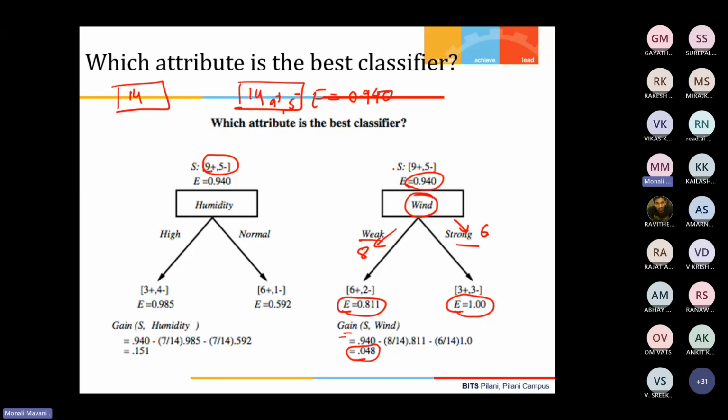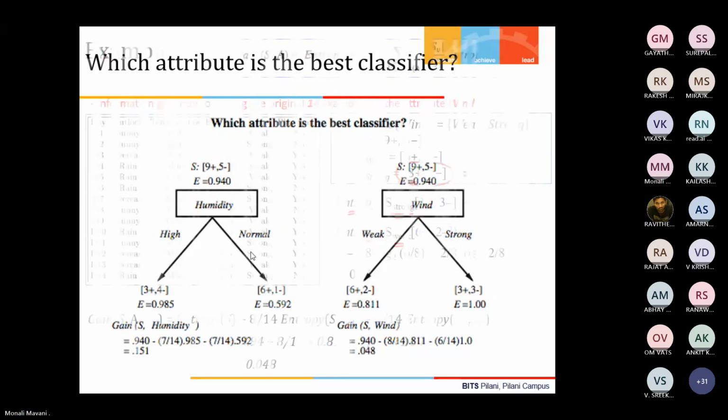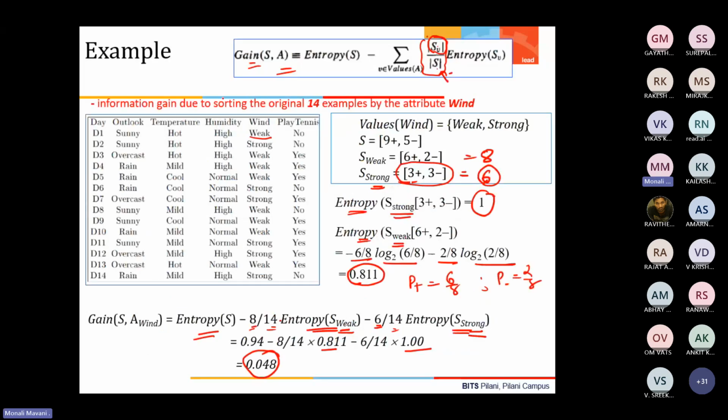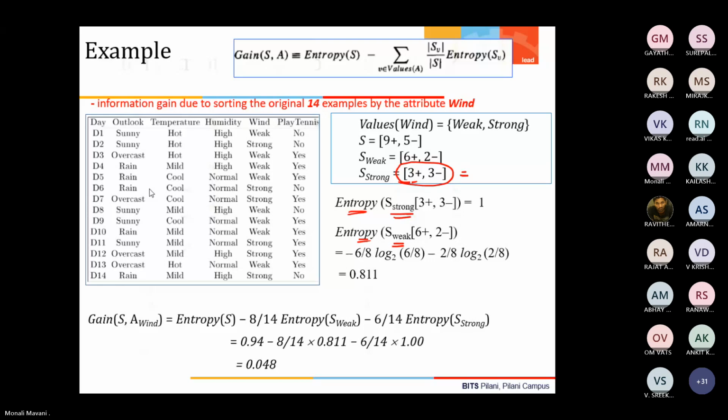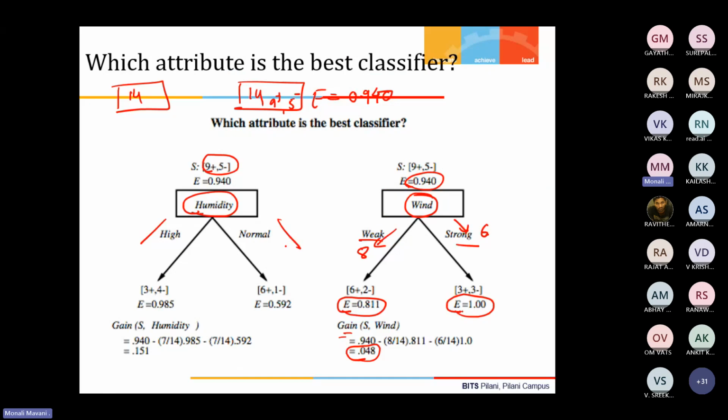Now, after wind we will try humidity. That's another feature, another attribute in my data set. So we picked up humidity. It has two values, high and normal. The calculations are not shown, but you can verify and calculate them.